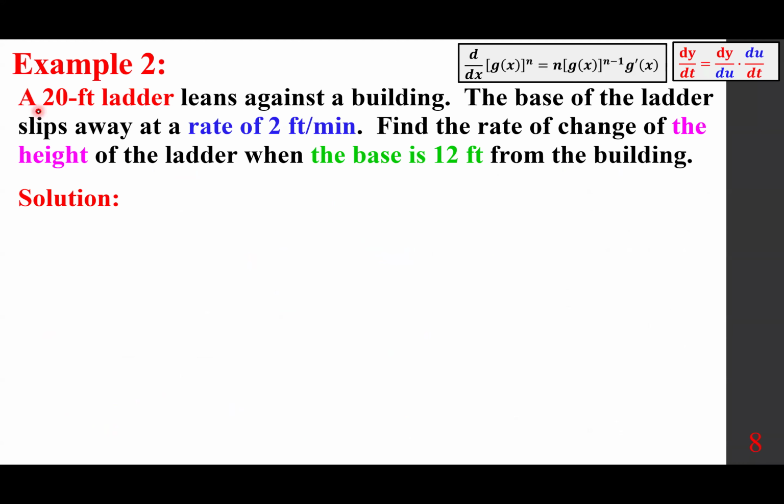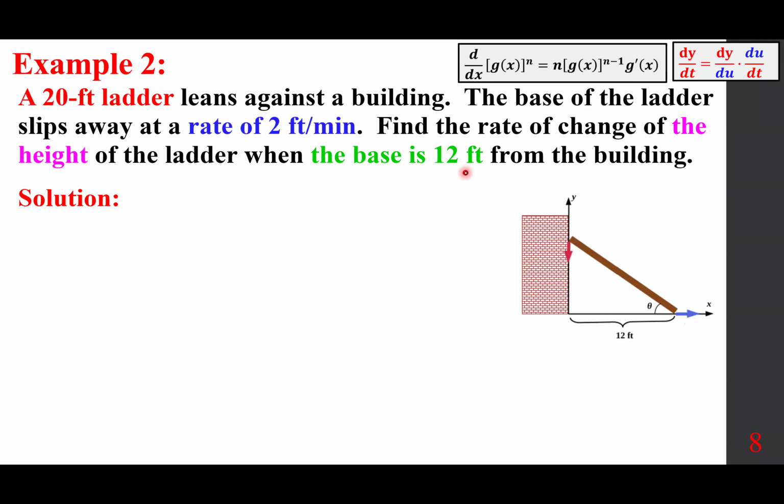A 20-foot ladder leans against a building. The base of the ladder slips away at a rate of 2 feet per minute. Find the rate of change of the height of the ladder when the base is 12 feet from the building. This is an application problem. The setting is not given. You have to come up with the setting. It is a must.